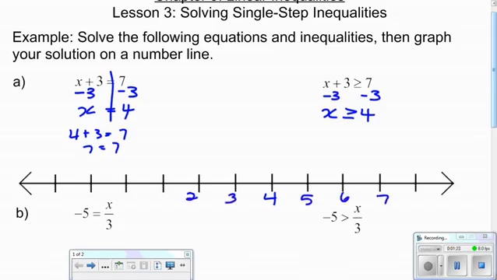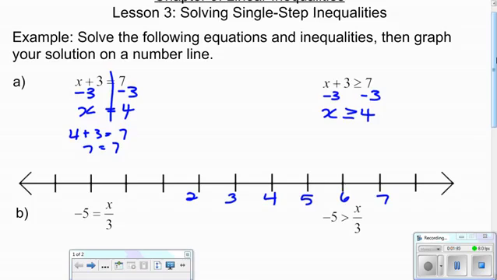Some of you, when you made your number lines in your assignments, you're picking really bad scales, like you're putting your boundary point right at the end of your number line. Try not to do that. Try to put your boundary point somewhere near the middle of your number line. So we see a range of values that are included and values that aren't included.